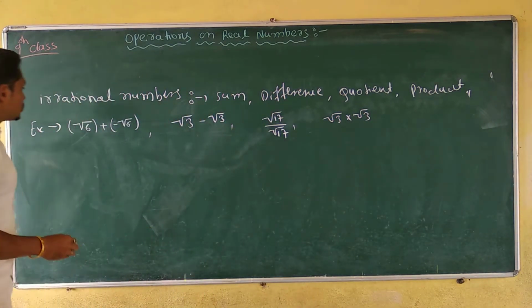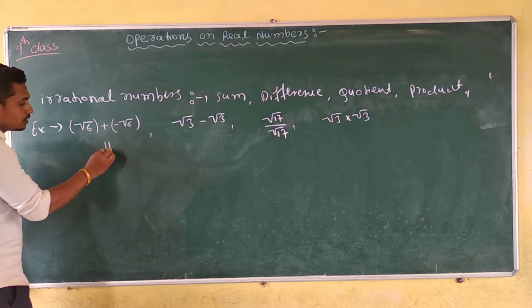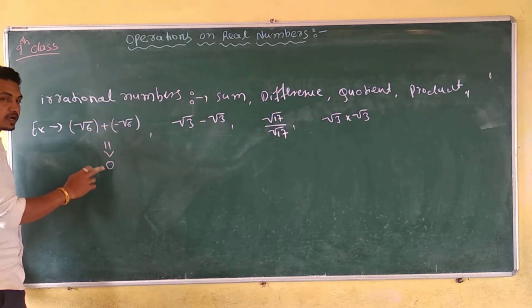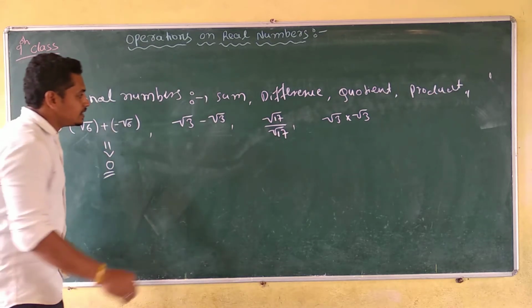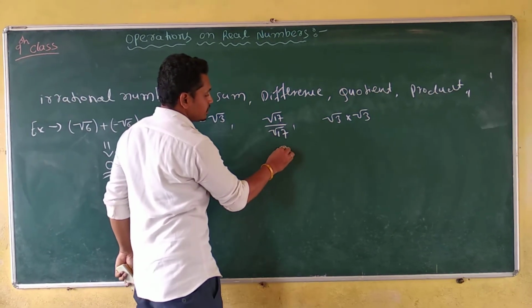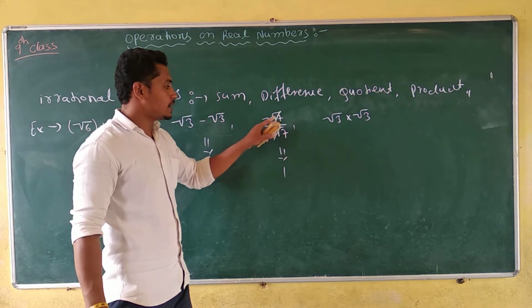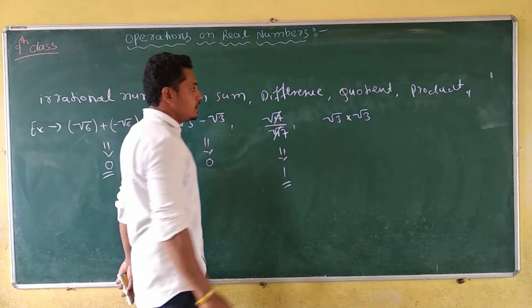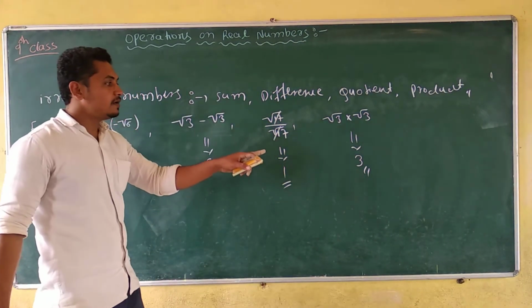Is that right? The sum of two irrational numbers, plus root 6 and minus root 6, becomes 0, and 0 is a rational number. Next, the difference also gives 0. Next, the quotient: root 17 divided by root 17 gives 1, which is also a rational number. Next, the product: root 3 into root 3 is 3, and 3 is also a rational number.